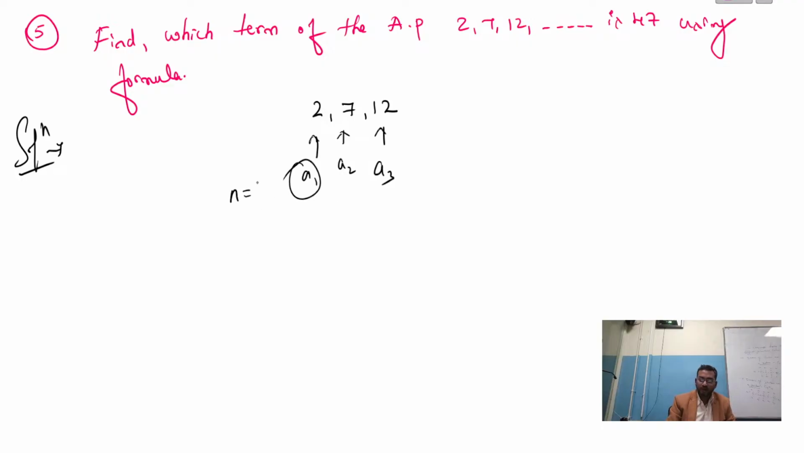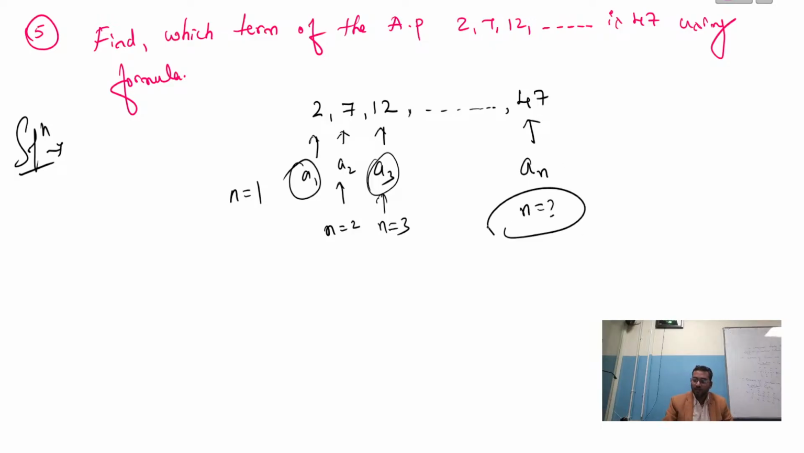First term means when the value of n is 1, a1. If the value of n is 2, a2. If the value of n is 3, a3. Like this, we have so many numbers, but ultimately it's going to end with 47. Okay. Now, what should come here? The value of n. That is what they are asking.